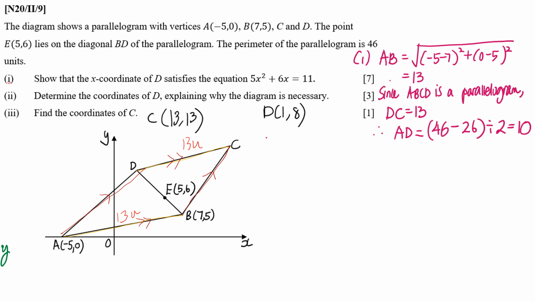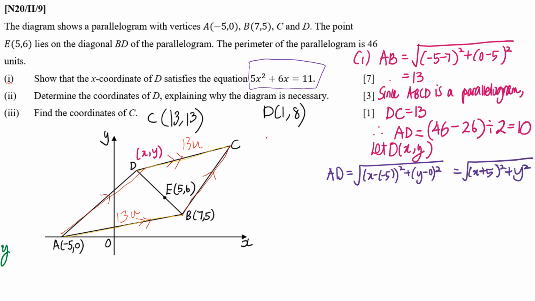Okay, so I'm going to let the x coordinate of D be x and the y coordinate be y. Why let it be x and not A? Because finally my answer must be in terms of x, since you need to show that the x coordinate of D satisfies 5x squared plus 6x equals 11. So may as well just let the x coordinate of point D be x and the y coordinate be y. So how do we go on? Once we know the x coordinate of D is x and the y coordinate is y, we can use the distance formula to find AD.